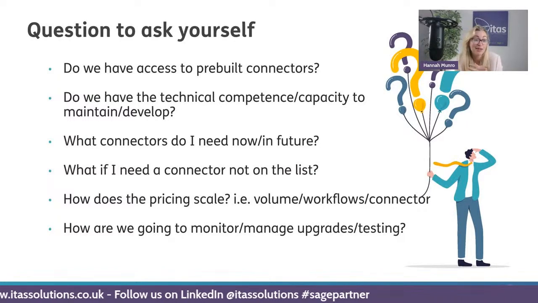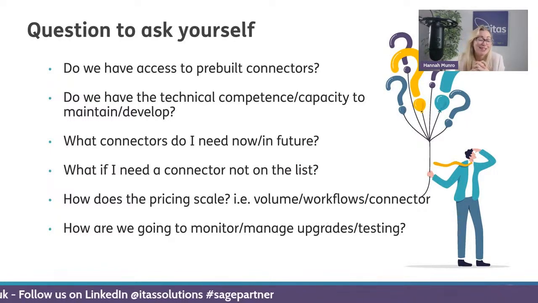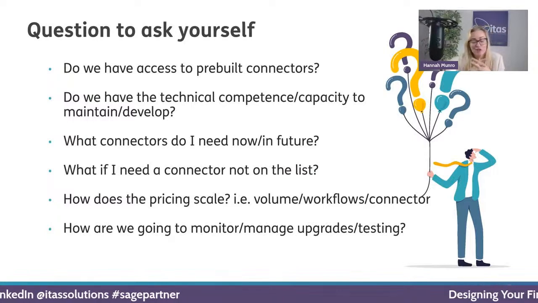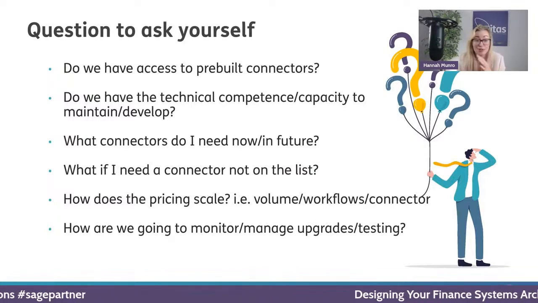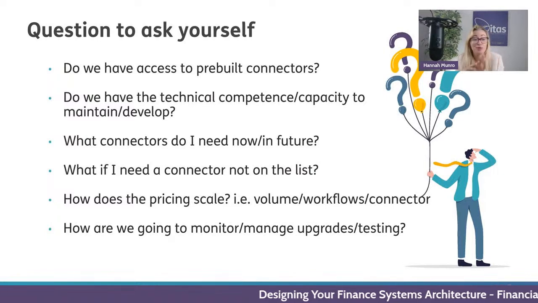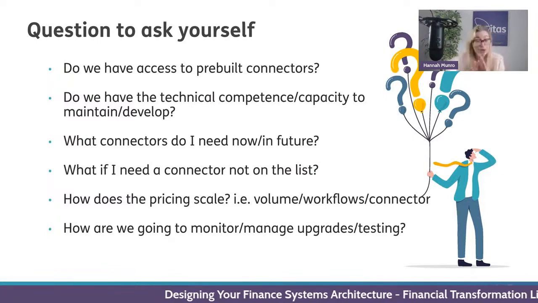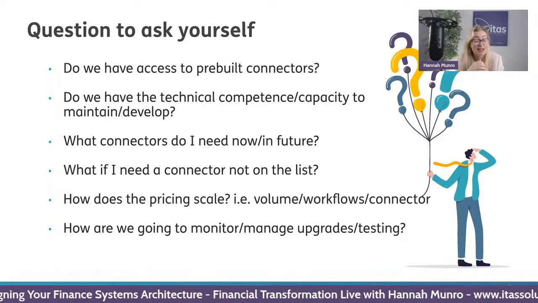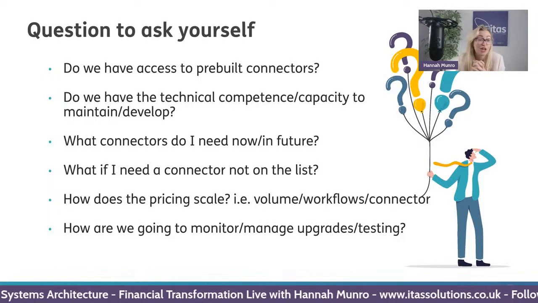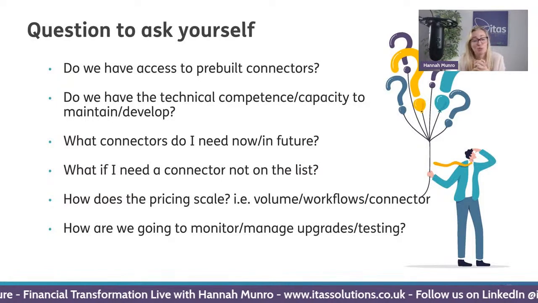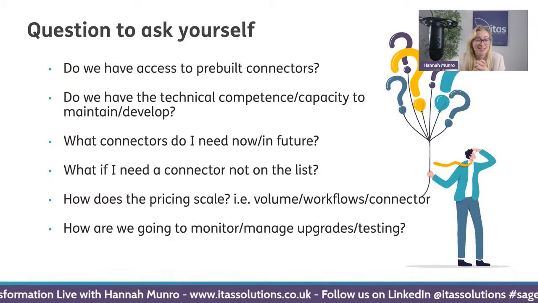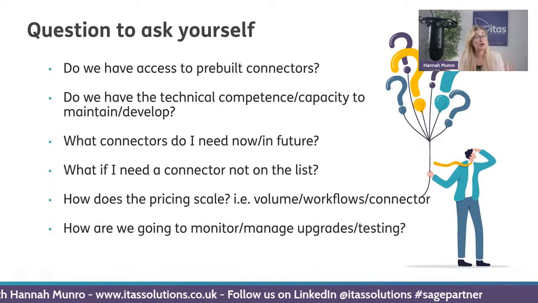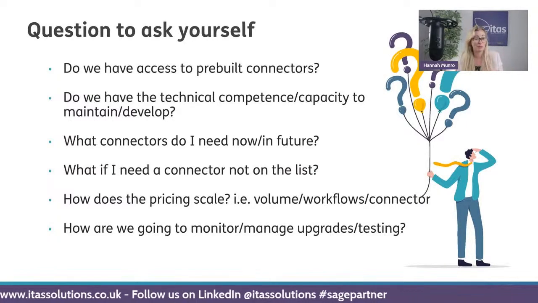What is it going to cost me? How does the pricing scale as well? Very often it can be based on either volumes, the numbers of transactions that are going through, the numbers of workflows, the numbers of connectors. So what are the pricing caveats that I need to consider, and what will I need both now and in the future? And then how are we going to monitor, manage upgrades and testing, and basically put some controls around what we're doing with this BPA platform.